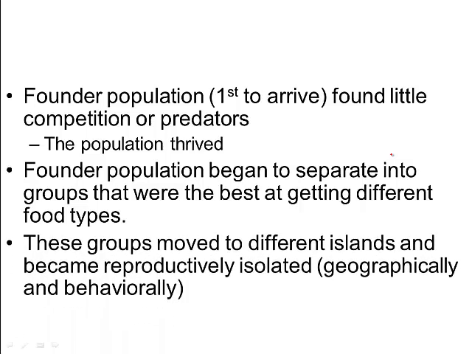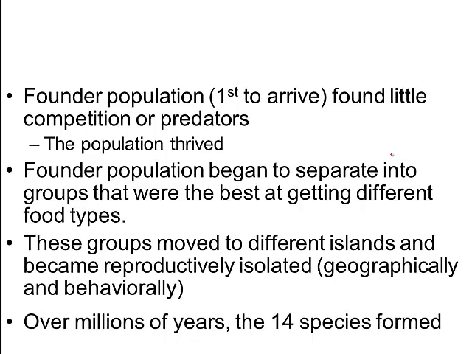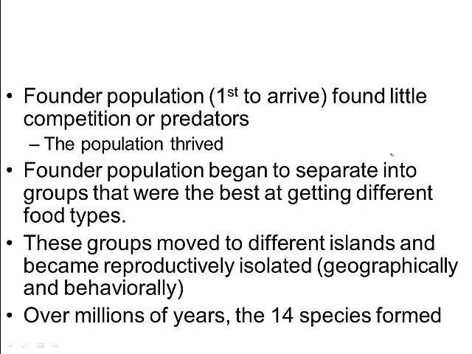So a lot of the groups then started to migrate off to the different islands that make up the Galapagos Islands, and they became reproductively isolated both geographically and behaviorally. They were geographically isolated because they were living on different islands, and they became behaviorally isolated because they really didn't want to mate with somebody that had a different kind of beak than them. It became, oh, you're not going to be able to provide the beak that my children need, so I'm not going to mate with you. And so there was this isolation that happened. And over millions of years, the finches on the Galapagos Islands eventually evolved into 14 distinct and separate species.